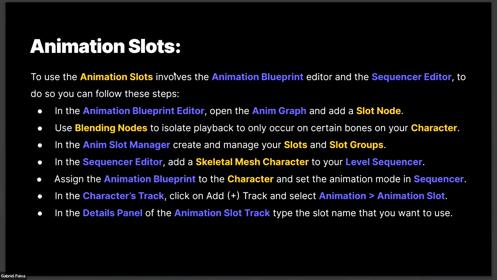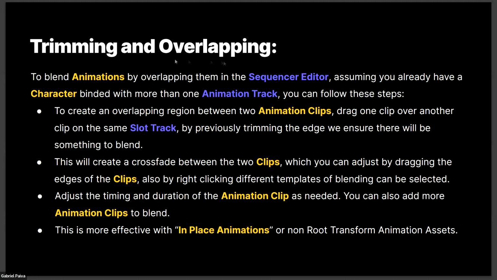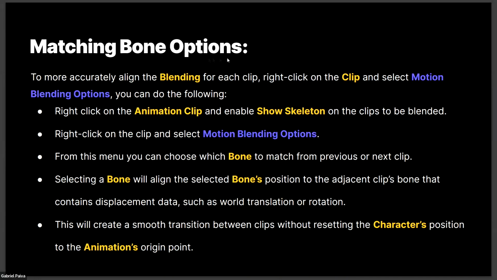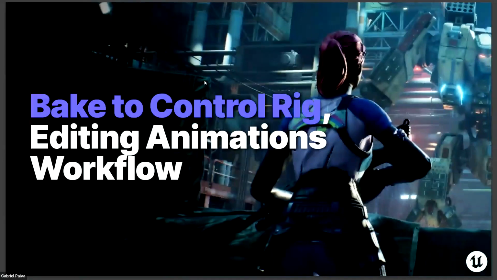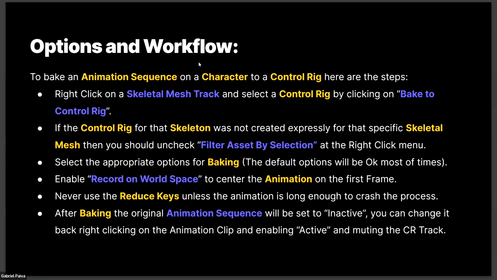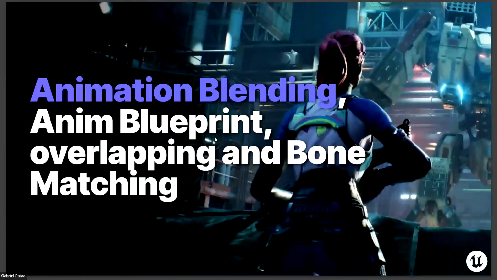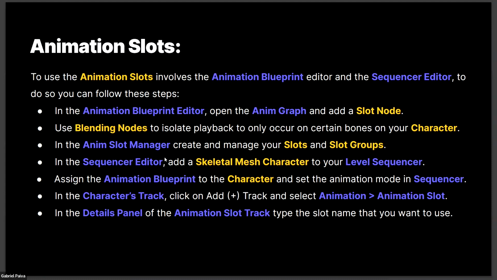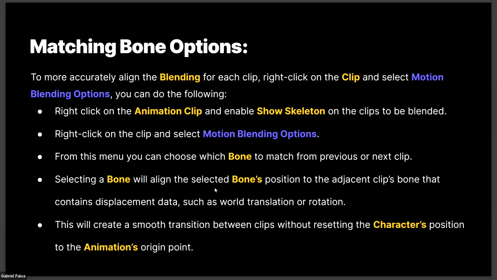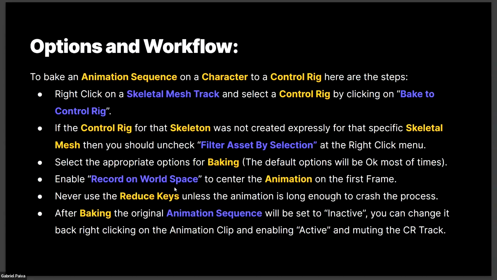So yeah, this is what we were talking about: the animation slots, the trimming and overlapping, the matching bones. So those were the 3 ways of layer blending our animation, or additive blending our animations. Then we bake to control rig. That is good. And this is the whole workflow. I should add, in the actual animation slot, the actual name that I was not able to find.